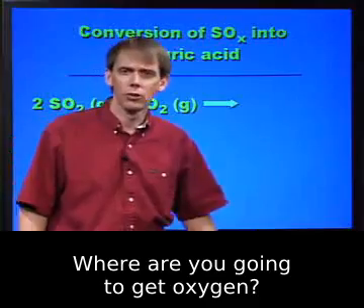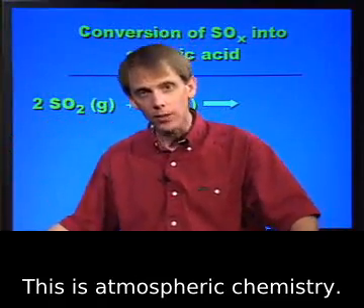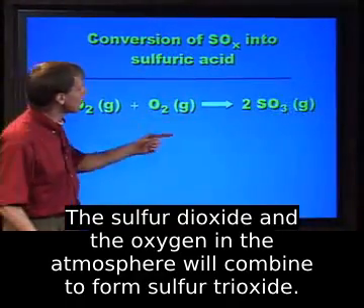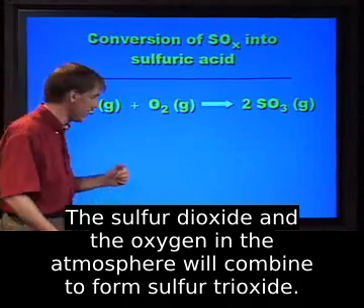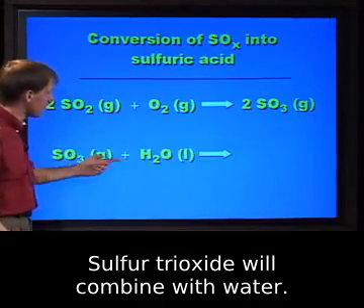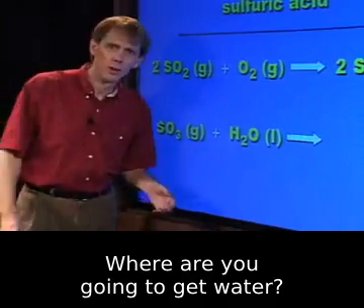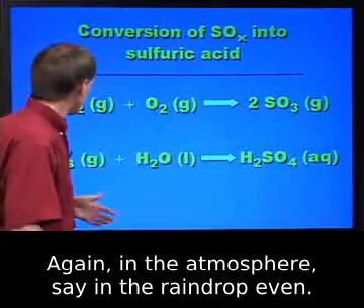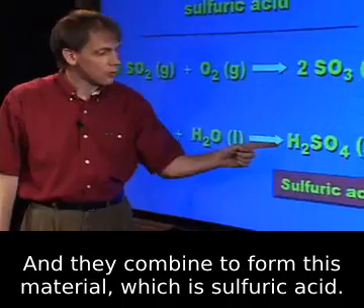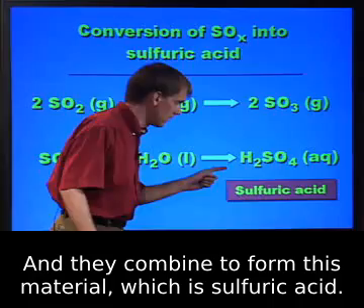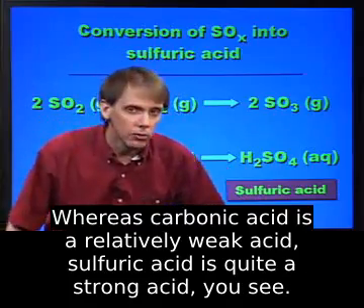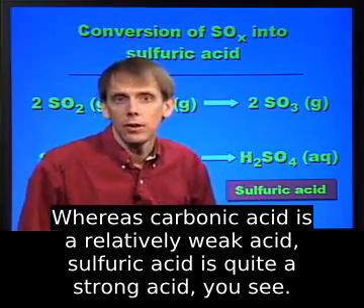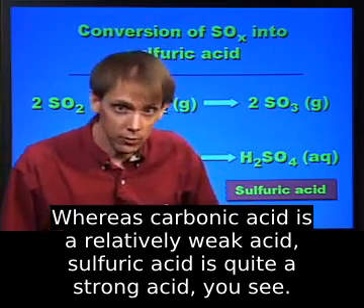Where are you going to get oxygen? In the atmosphere. That's right. This is atmospheric chemistry. The sulfur dioxide and the oxygen in the atmosphere will combine to form sulfur trioxide. Sulfur trioxide will combine with water. Where are you going to get water? Again, in the atmosphere, say in the raindrop even. And they combine to form this material, which is sulfuric acid. Whereas carbonic acid is a relatively weak acid, sulfuric acid is quite a strong acid, you see.